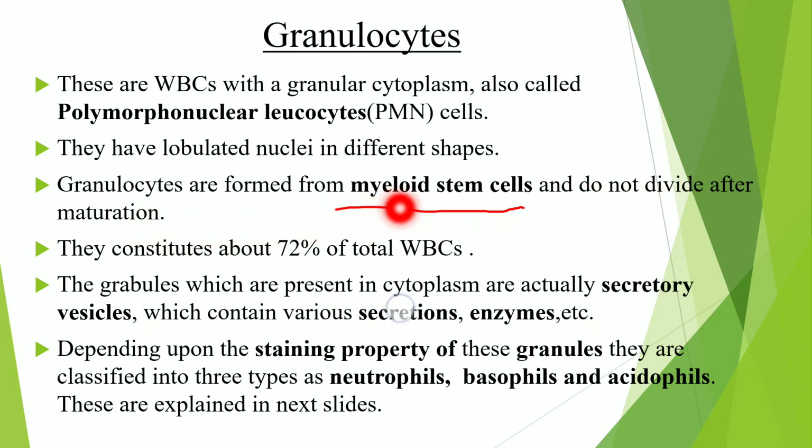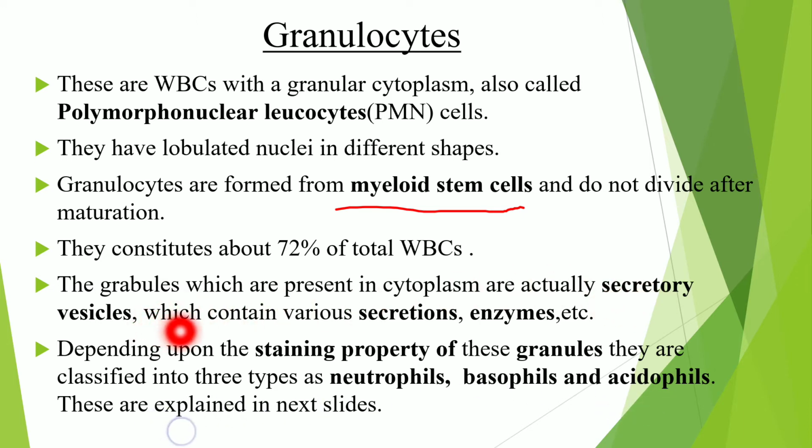So here these myeloid stem cells are present. So these myeloid stem cells, they are present in the bone marrow, and from these myeloid stem cells all granulocytes are produced. So they constitute about 72% of total WBC. So the granules which are present in cytoplasm are actually secretory vesicles. So these secretory vesicles, they are derived from either endoplasmic reticulum or Golgi complex.